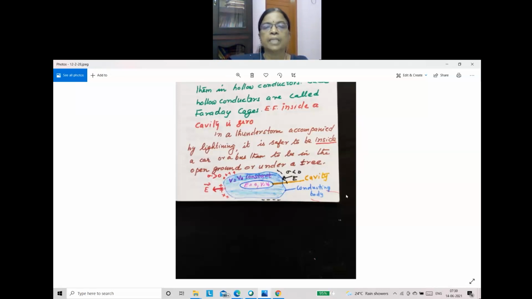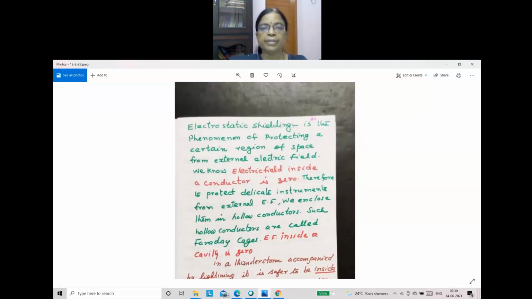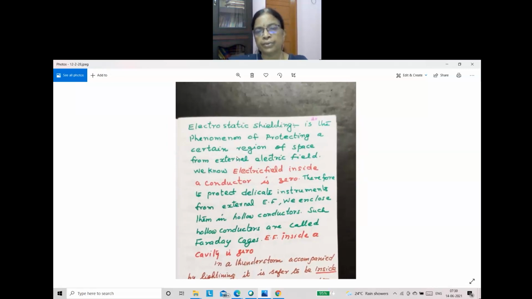If there is a cavity inside the conductor, inside the cavity the electric field is zero and potential will be constant. Electric field is zero. Understand? That is a very important property. When a conductor is placed in an electric field, inside the cavity the electric field is zero, and that principle is used in electrostatic shielding.